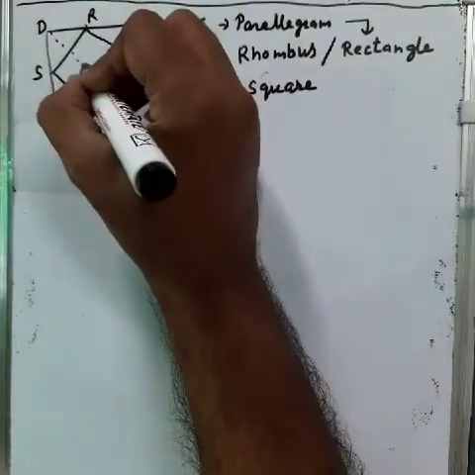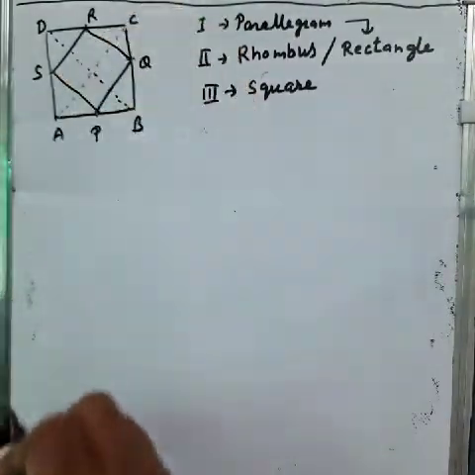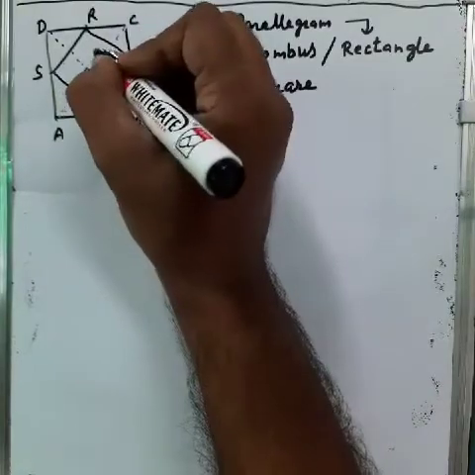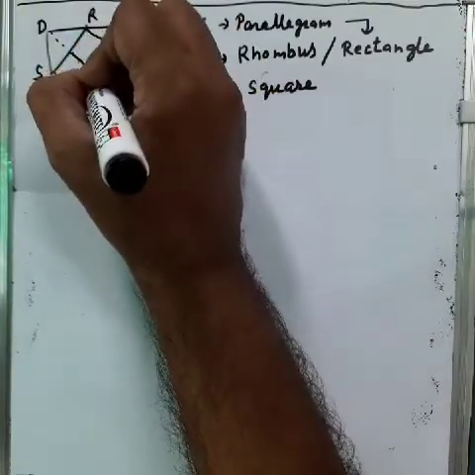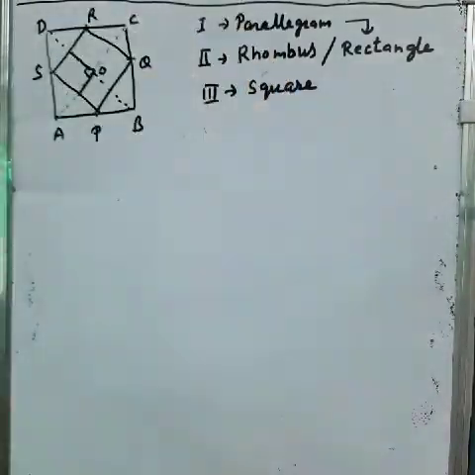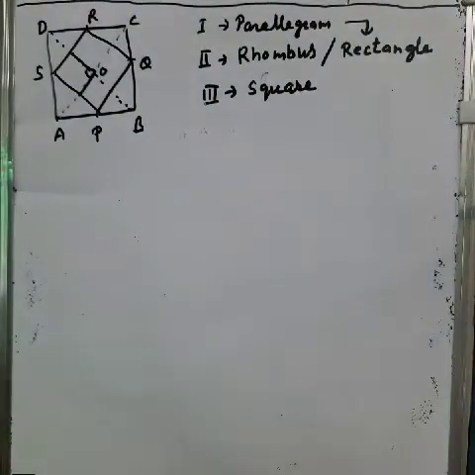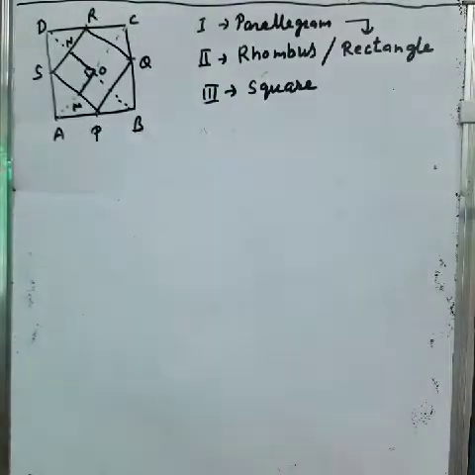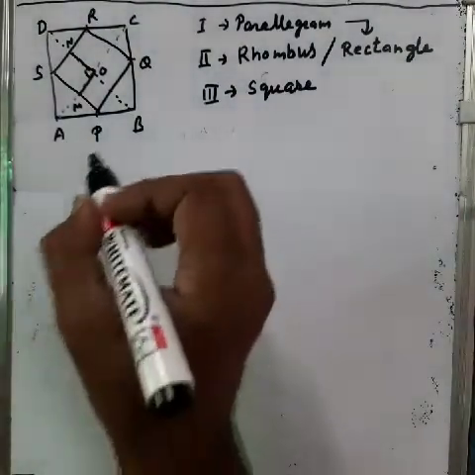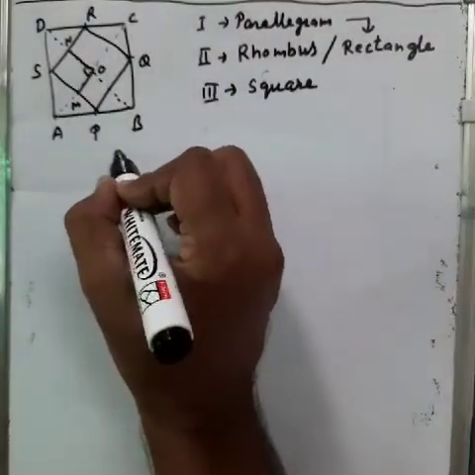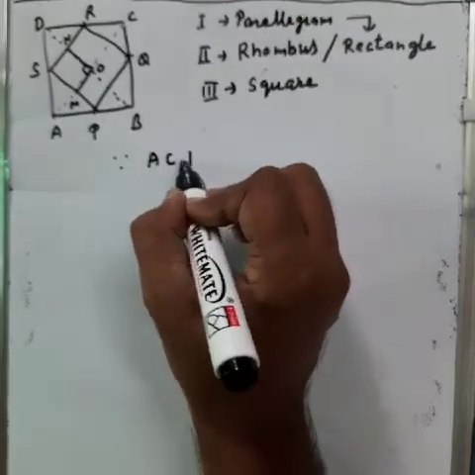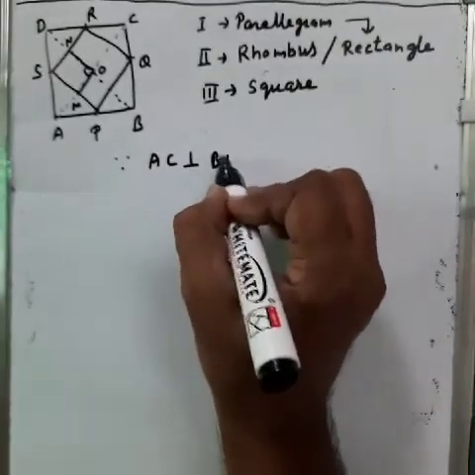If AC and BD intersect at point O, then this quadrilateral will be a parallelogram. This point, suppose M, this point, suppose N. So I am saying that AC is perpendicular to BD.